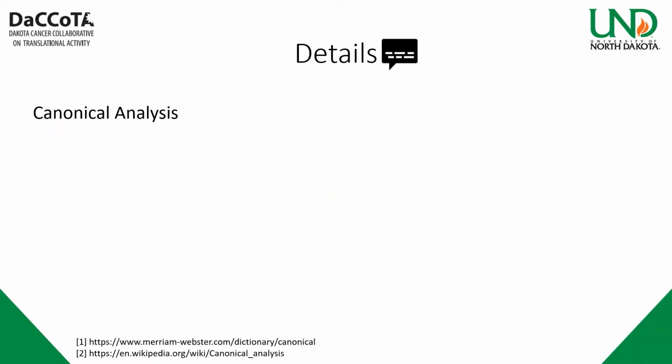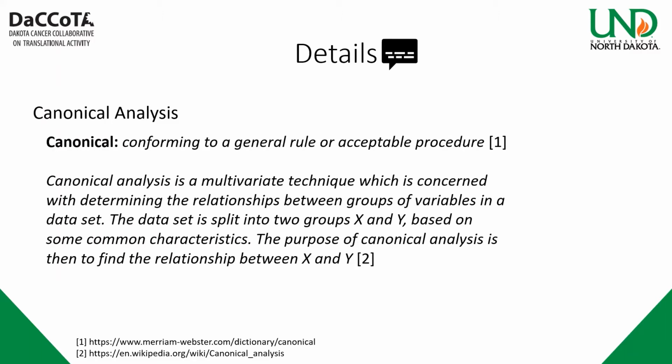Okay, so let's get more into some of the details, especially of canonical analysis here. What canonical means, from the dictionary, is conforming to a general rule or acceptable procedure. So you think of a canonical analysis as more like a generalized form that's more flexible to fit types of data. For example, there are general linear models which have certain assumptions, but then there are generalized linear models which have fewer assumptions. They're more complicated and complex to use, but they're more flexible. That's kind of what we see here with canonical. They're more flexible, but are more difficult to interpret sometimes.